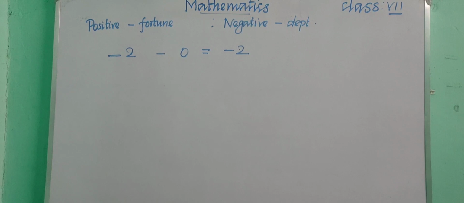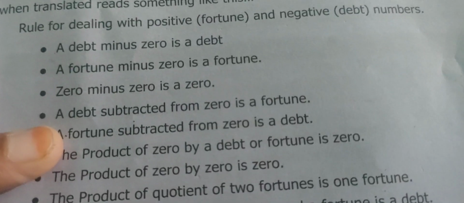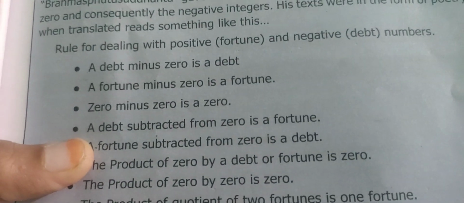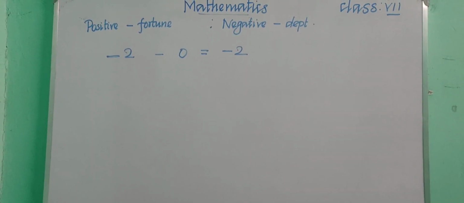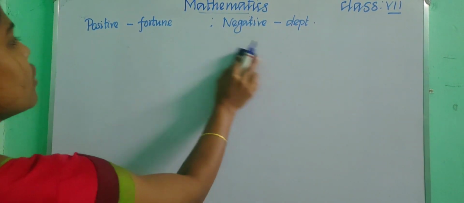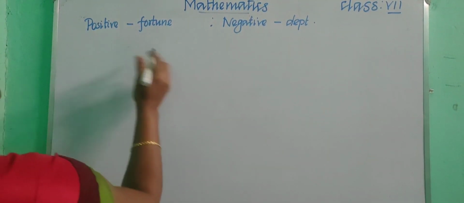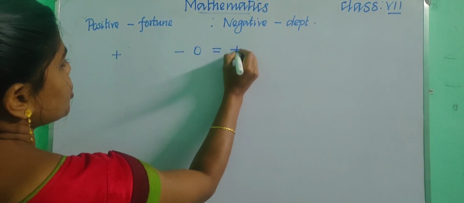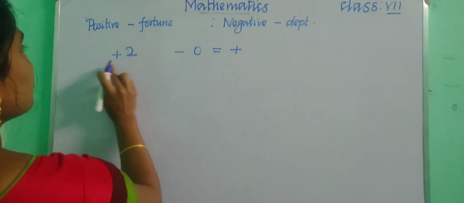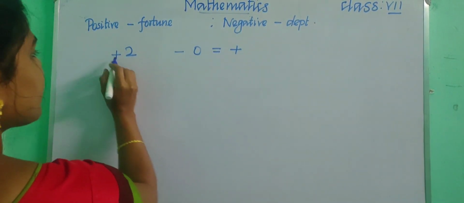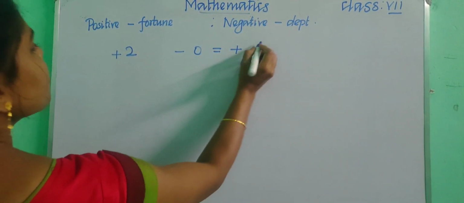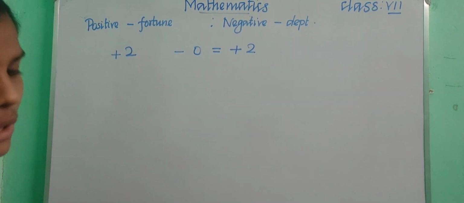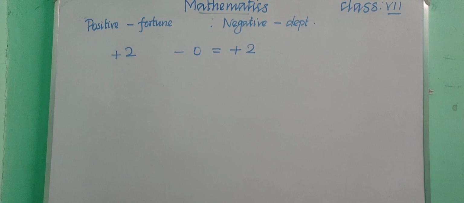Okay, so let us see the next rule. The second one: fortune minus 0 is a fortune, right? Fortune means positive, right? Positive minus 0 is a fortune. So if you consider plus 2 minus 0, what will you get? Plus 2, right? So fortune minus 0 equals fortune. Okay, children, so this is the second rule. Let us see the third rule.